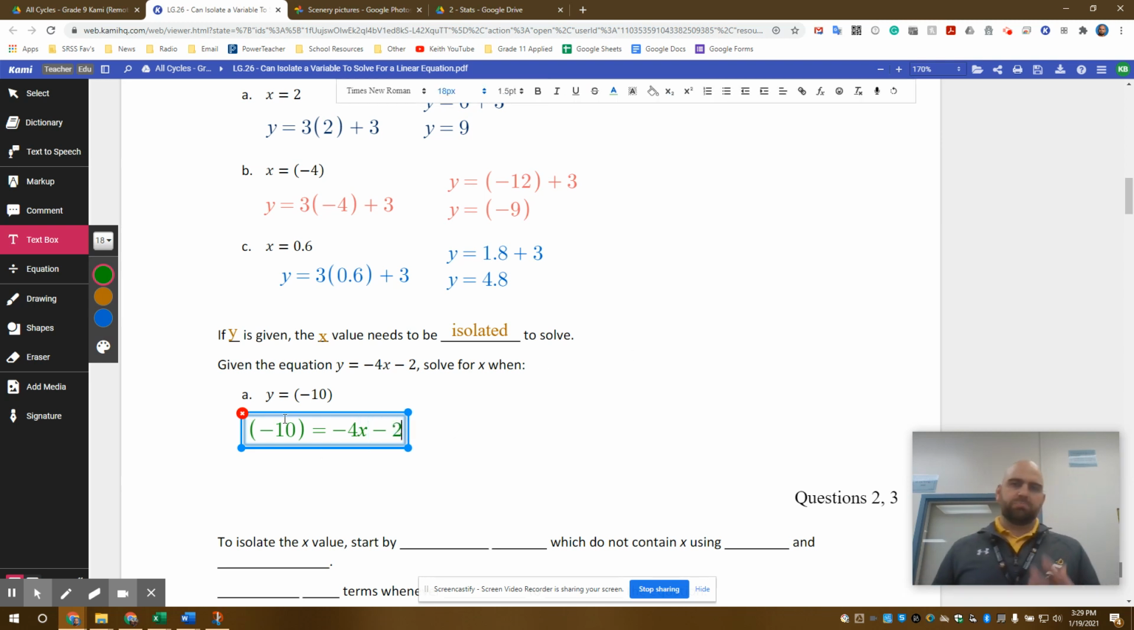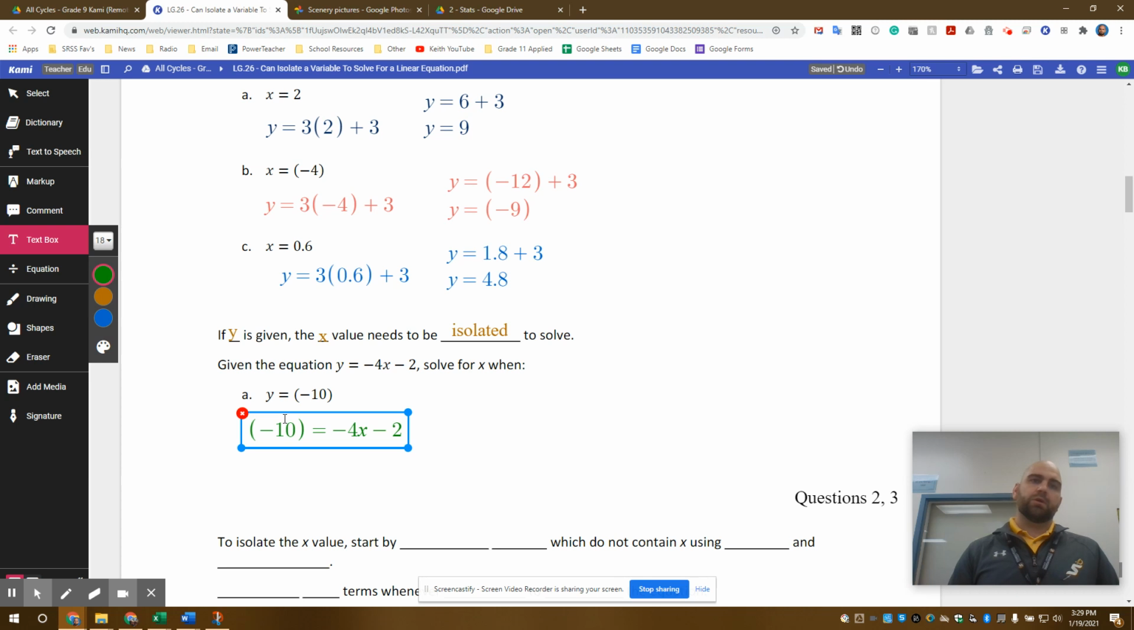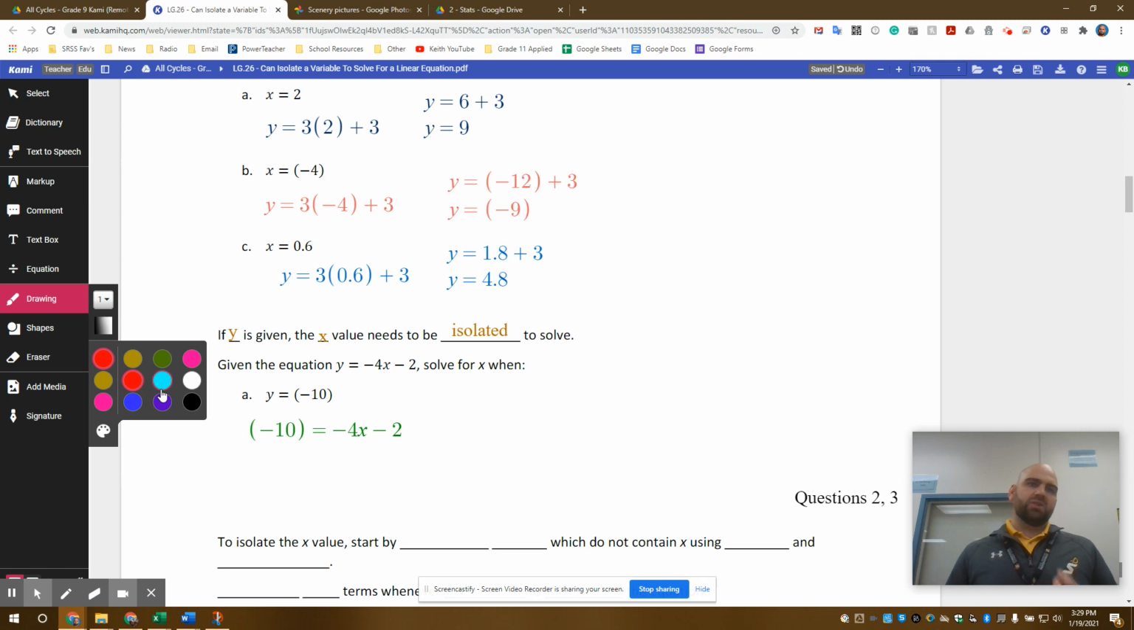Okay, so we just plug the y in there, and now again we do the same thing that we have done before, but now we have multiple operations that we are trying to solve. The first thing that we need to do is get rid of the minus 2, because it's not attached to the x per se. It's a little bit farther out, and to do that we add 2 to both sides.